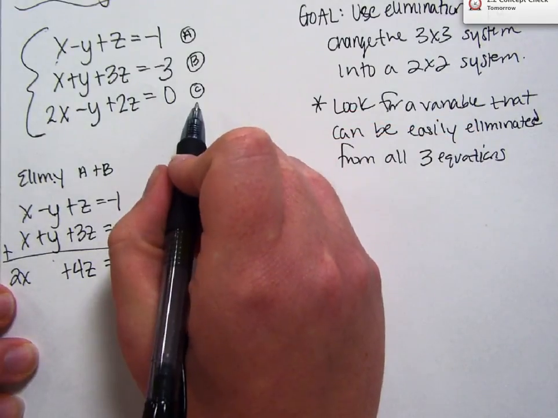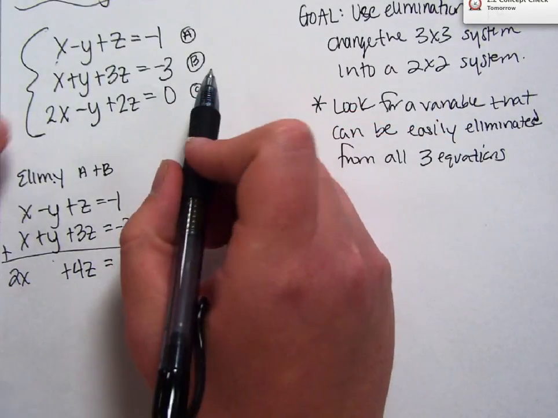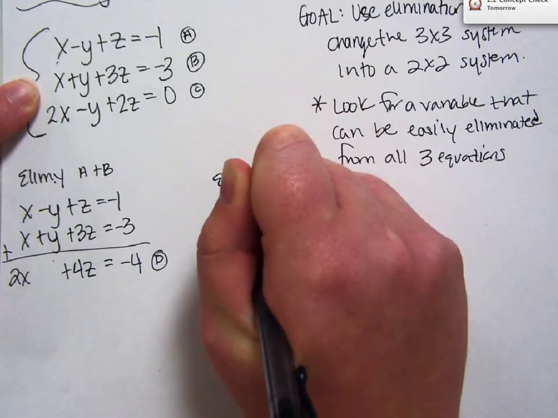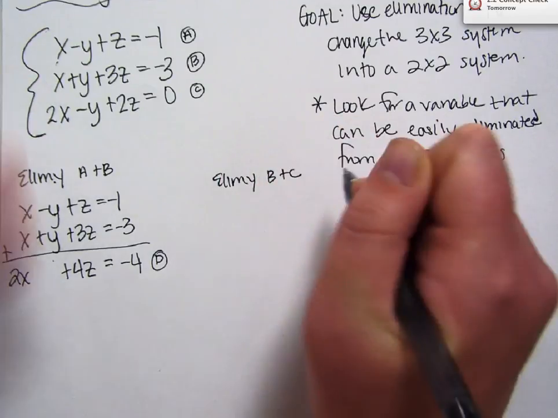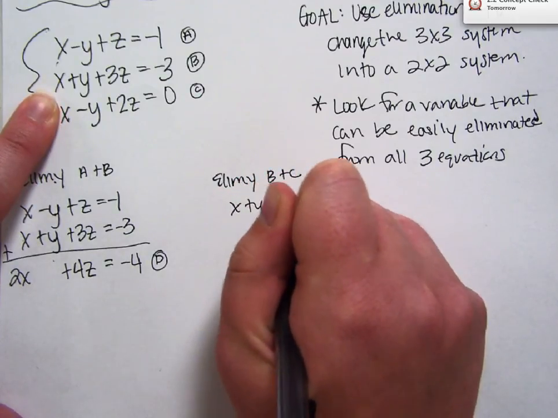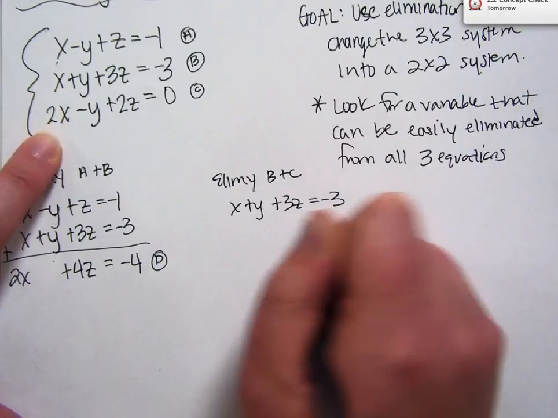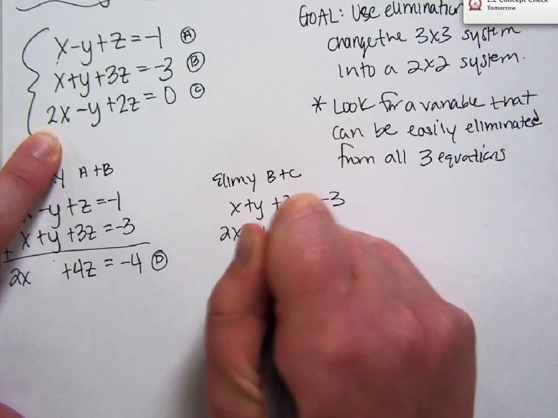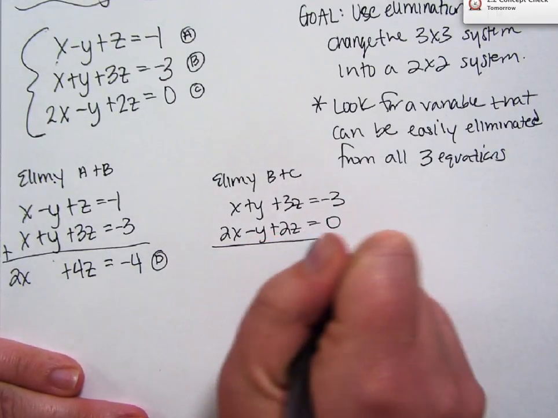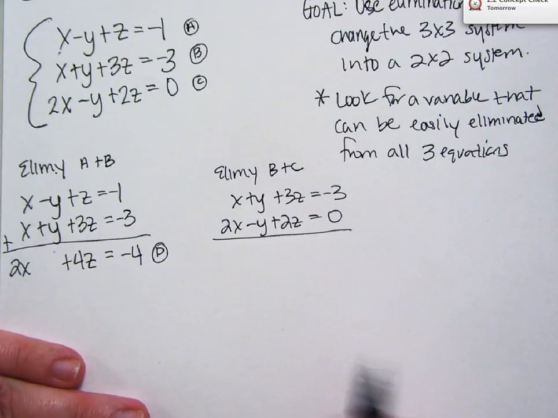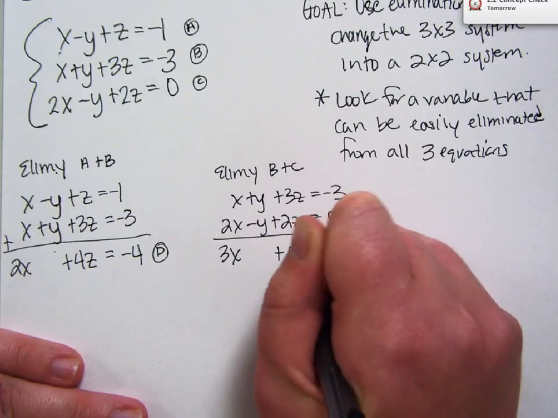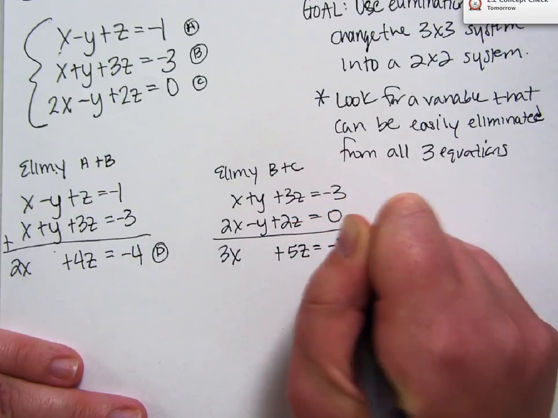We also need to incorporate equation C. So this time I'm going to eliminate y again, but I'm going to use equations B and C to do that. Equation B is x plus y plus 3z equals negative 3, and equation C is 2x minus y plus 2z equals 0. I'm going to add those equations together. Okay, so we get 3x plus 5z equals negative 3.